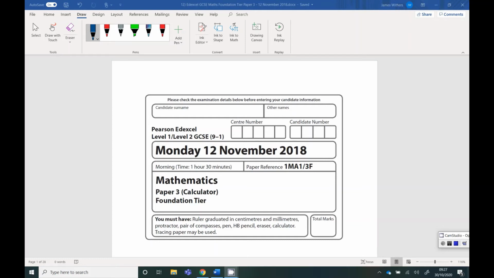This is the Edexcel GCSE Maths Foundation tier paper, paper 3, so a calculator paper, from Monday the 12th of November 2018.